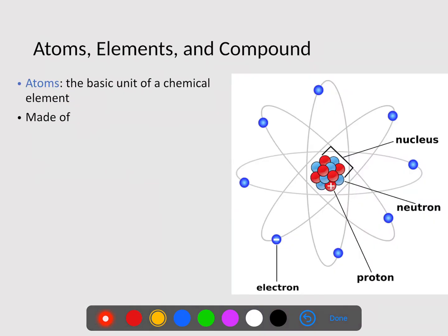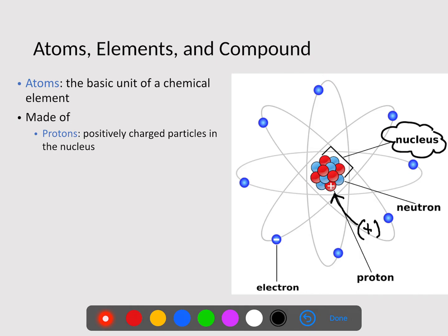Now we're looking at our general atom. The atom is the basic unit of chemical elements and they're made of 3 parts: protons, electrons, and neutrons. Now again, protons are positively charged particles in the nucleus. So right here is our proton, and notice that it has a positive charge. These positive particles are found inside of our nucleus, or just simply the center of the atom.